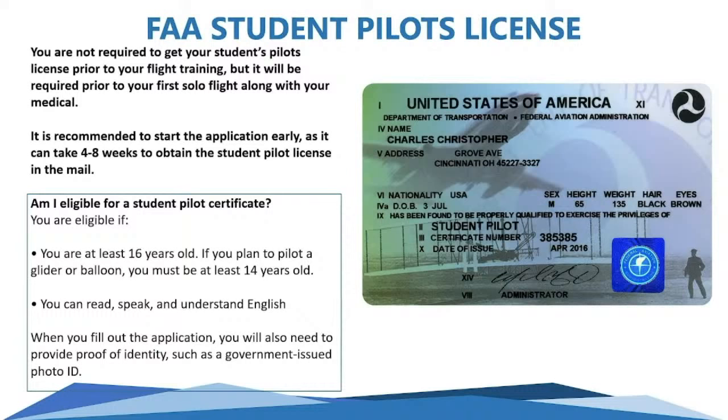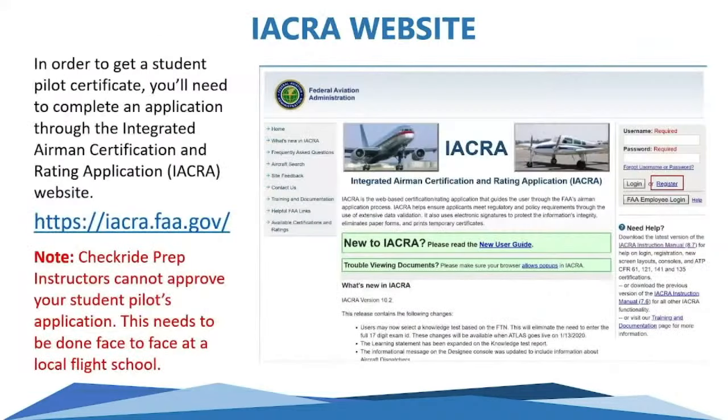You need to read, speak, and understand English, and then you'll need some additional information to fill out the actual FAA application that you can do online. The magical application that you're going to do is called IACRA, which stands for the Integrated Airman Certification and Rating Application. For those that are new to the system, you're going to go ahead and register. This is a government website. They're going to ask you a lot of questions, social security number, date of birth, all that fun stuff.